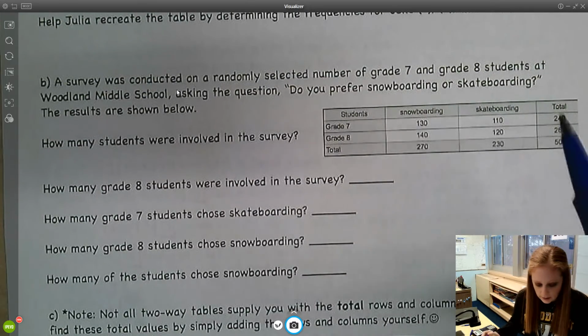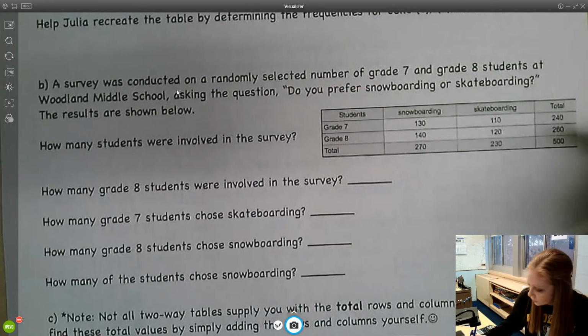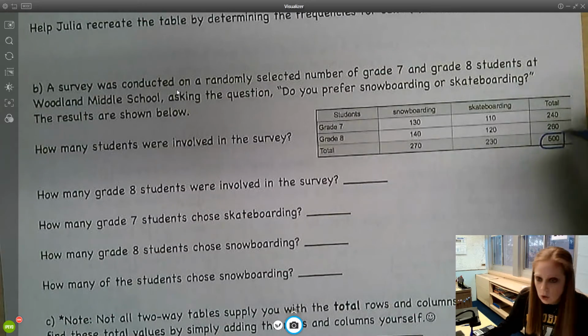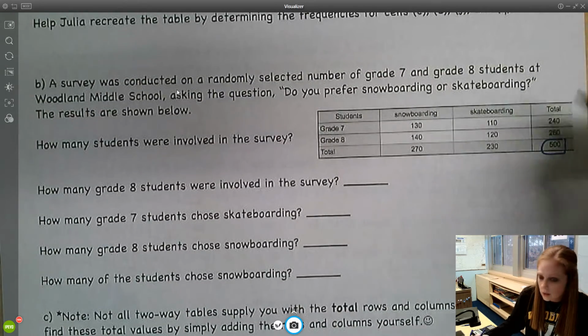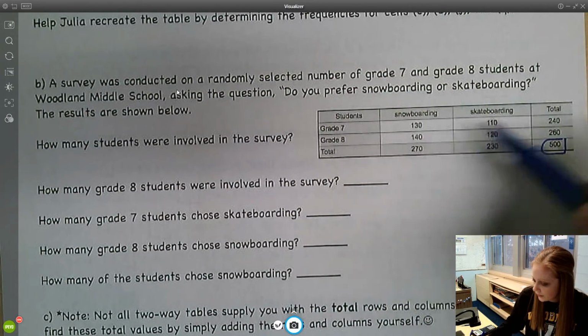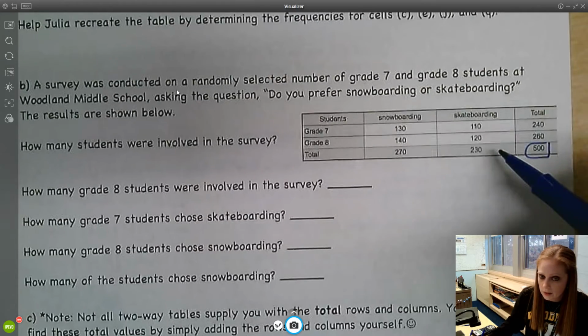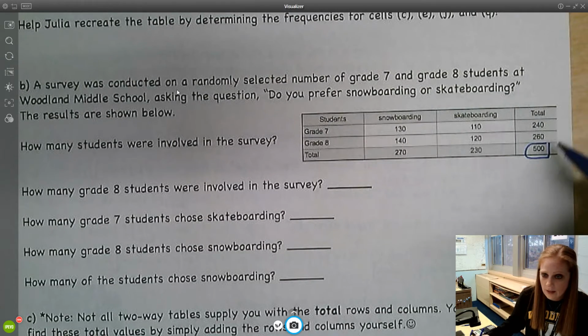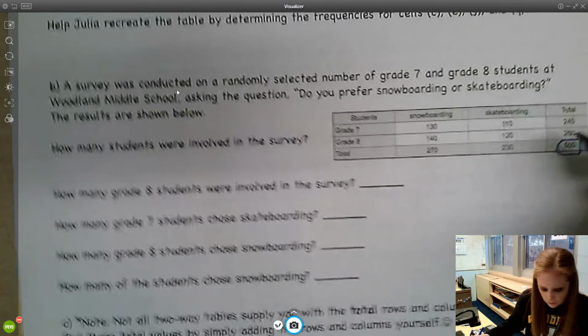Okay, so let's see. How many students total were involved in the survey? We're going to get that from our grand total number over here, our total. This is the total who did snowboarding. This is the total who did skateboarding. This is the total in 7th grade. This is the total in 8th grade. This is the total. So 500 students.